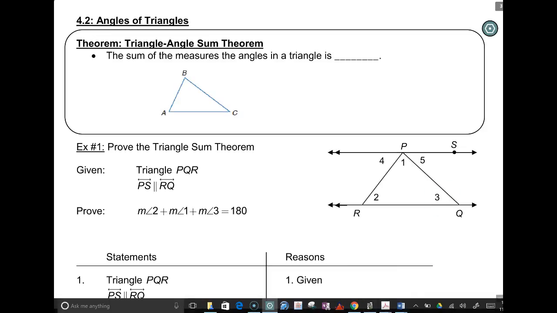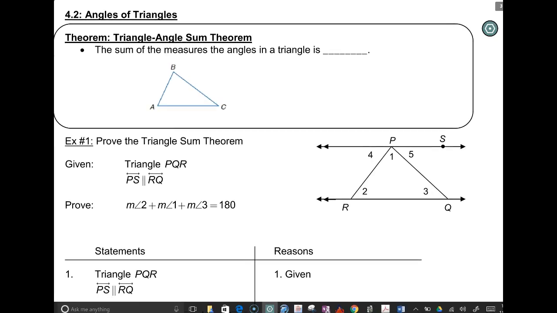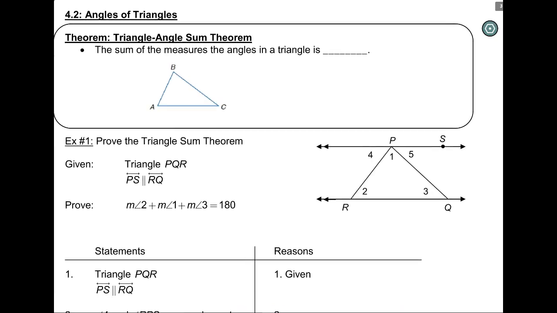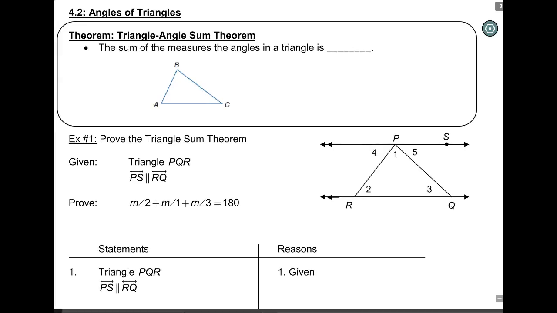All right, guys. So 4.2. So we are on page 3. Triangle angle sum theorem. So we had already talked about this, but I didn't really say it as a theorem. We didn't prove it yet. So what do the 3 angle measures add up to in a triangle? 180. Don't get that confused with the outside. The outside is perimeter. That could be anything greater than 0.